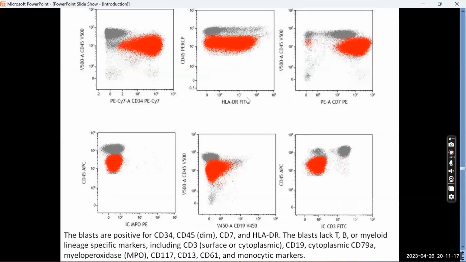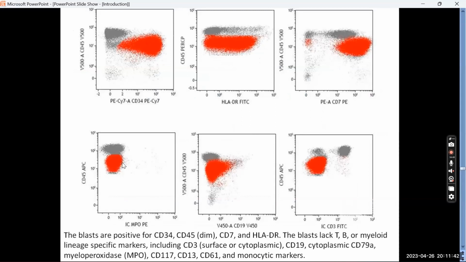Now, this is a case where we found a blast which is positive for CD34. So, of course, it's acute leukemia. How to fit in the lineage now? CD45 is dim. It is variably positive for HLA-DR because this population is traversing from negative to the positive area. It is CD7 positive, of course, slightly on the brighter side.